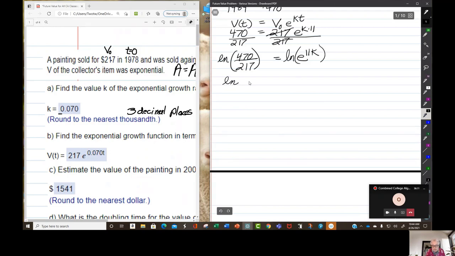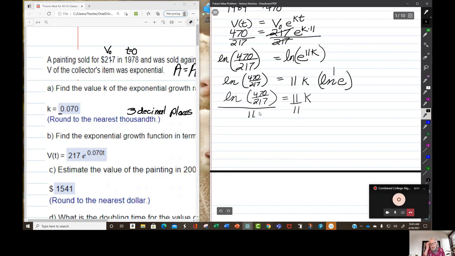The ln of 470 over 217 equals 11K times the ln of e, where the ln of e is 1. So I'm going to put a big 1 there. Okay, well, 11K times 1 is 11K. So you've got the ln of 470 over 217 equals 11K, and to find K, I divide by 11.